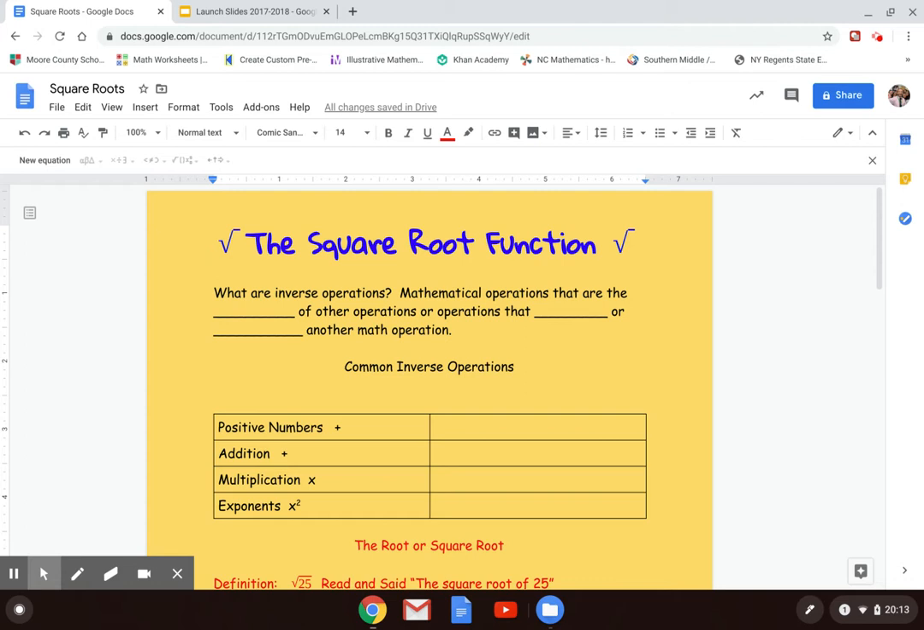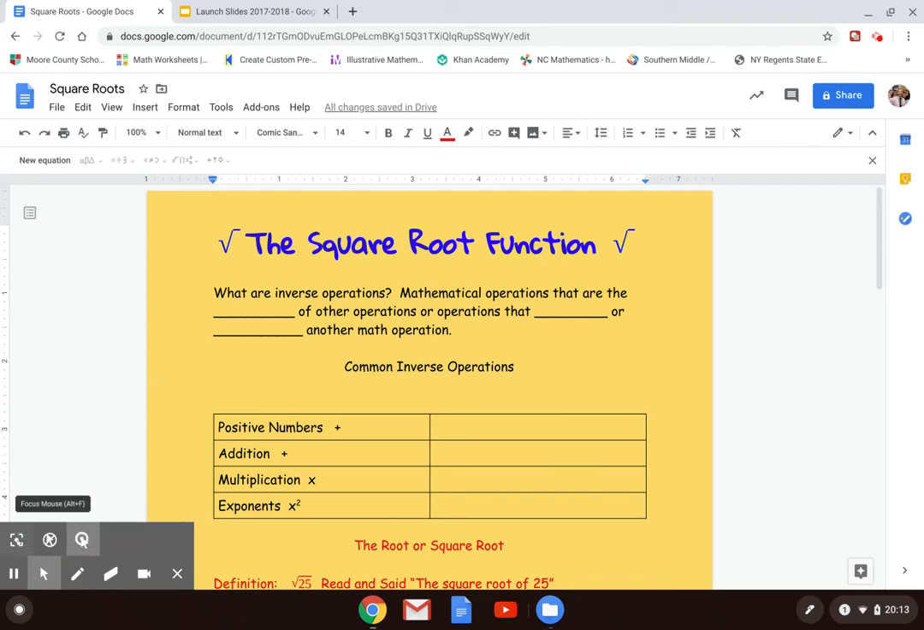So I want to encourage you that if there's anything you don't understand as I'm going through this, to please message me through Google Classroom or send me an email, or we can come up on Google Meet, because what we're learning today is something that's going to be with you for the rest of your math career.